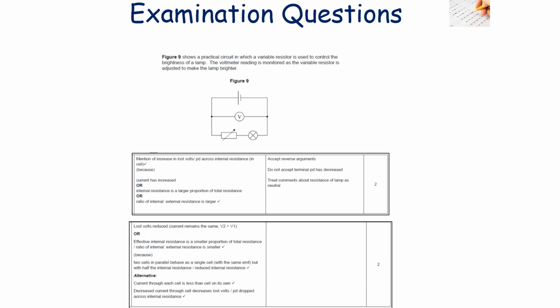So our proportion of internal to external resistance is smaller. Or you could also say that the current through each cell is less than for a cell on its own, because now there's two possible paths. So the decreased current through the cell will decrease the lost volts, or the potential difference across the internal resistance. So we've got more PD in our circuit, because less is being wasted as lost volts inside the actual power source. So our reading on our voltmeter is going to go up.